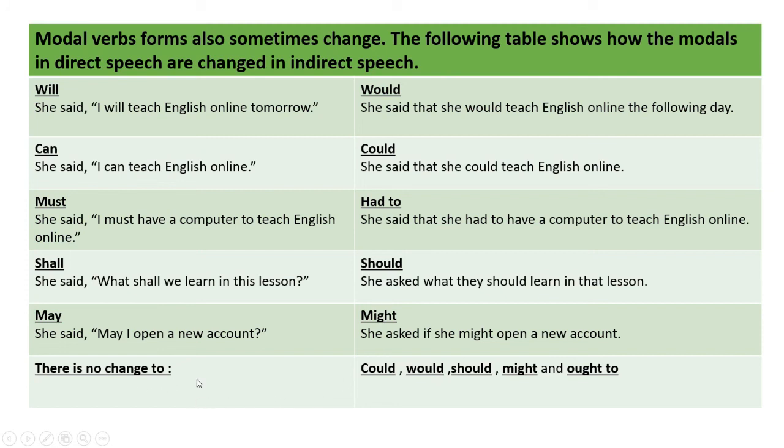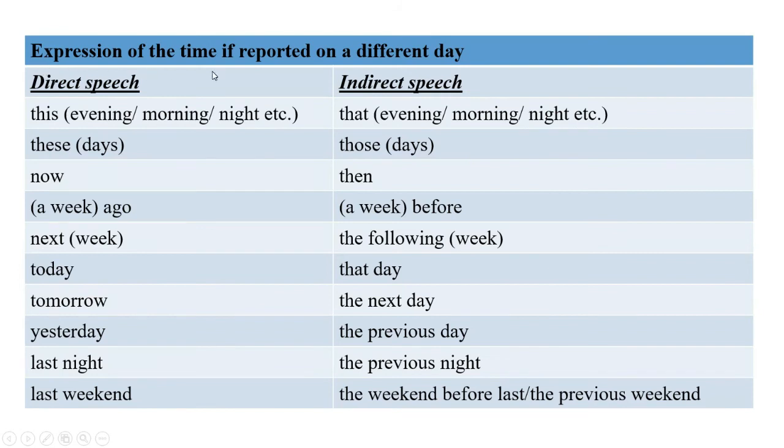And there is no change to could, would, should, might, and ought to. Expressions of time if reported on a different day. Direct speech: this evening, morning, night, etc. Indirect speech: that evening, morning, night. These days in direct speech becomes those days; now becomes then; a week ago becomes a week before; next week, the following week; today, that day; tomorrow, the next day; yesterday, the previous day; last night, the previous night; last weekend, the weekend before.